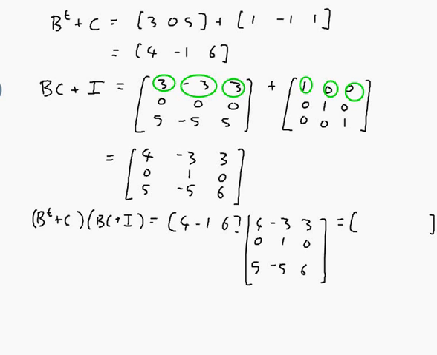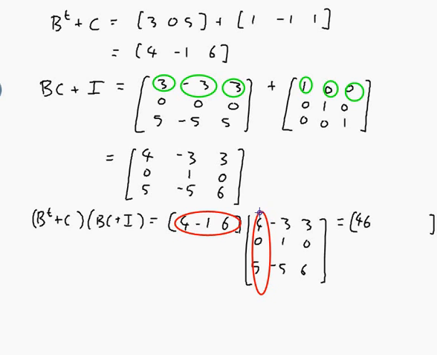And as usual, we'll follow down the rows. We will do the rows of the first matrix, and it's only got one row, and the columns of the second matrix. So 4, minus 1, 6 times 4, 0, 5. So 4 times 4 is 16, minus 1 times 0 is 0, 6 times 5 is 30, so 16 plus 30 would be 46.